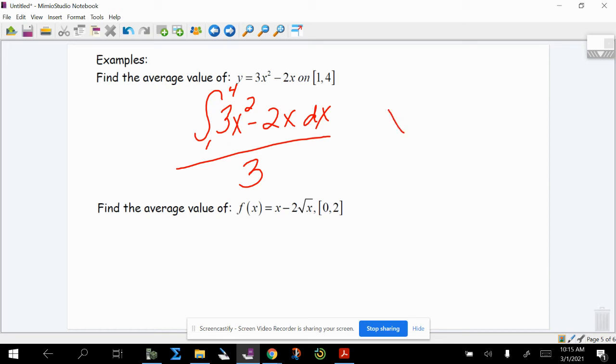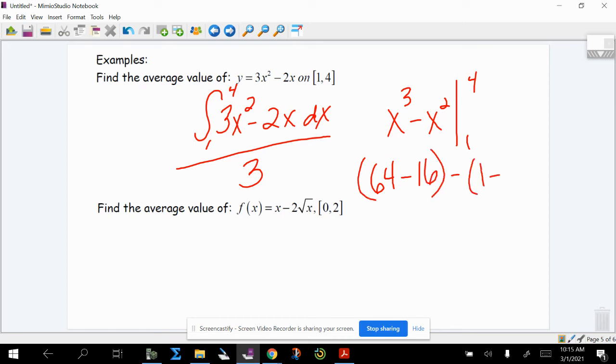When I integrate that, I get x cubed minus x squared going from 1 to 4. So 4 cubed is 64 minus 4 squared is 16. 1 cubed is 1, minus 1 squared is also 1, so that's going to be gone. So I end up getting 48. That's the area under the curve of 3x squared minus 2x from 1 to 4. My interval is 3 units wide, so that means my average height is 16. That does represent a y value because it's the average height of the function over that interval.